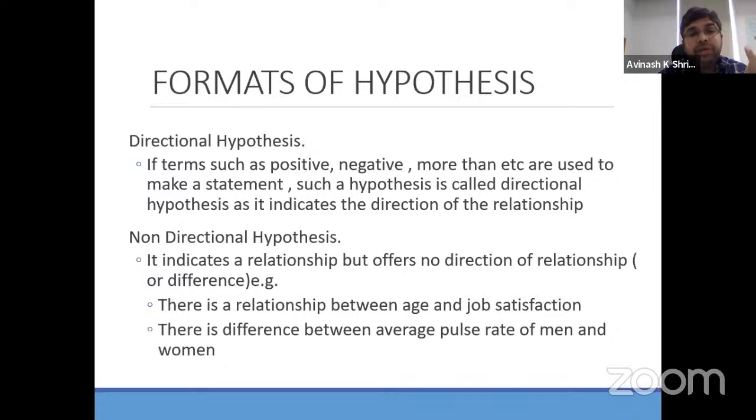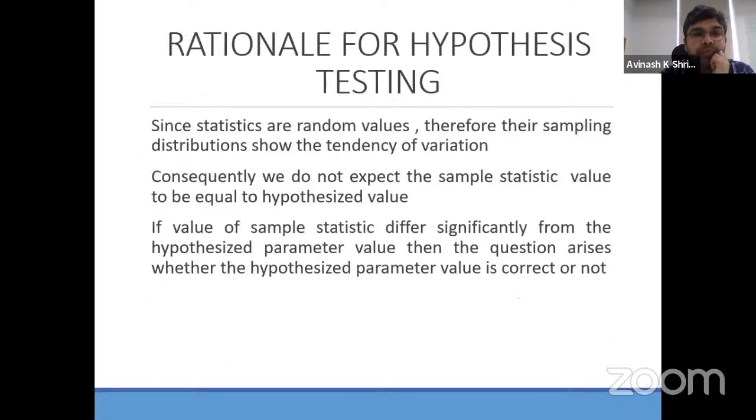If it is a directional hypothesis, terms such as positive, negative, more than are used to make a statement. If it is non-directional, there is a statement like no relationship, or there is a relationship, or something like that, right? So these are some keywords which we need to apply before we form the null and alternate hypothesis.